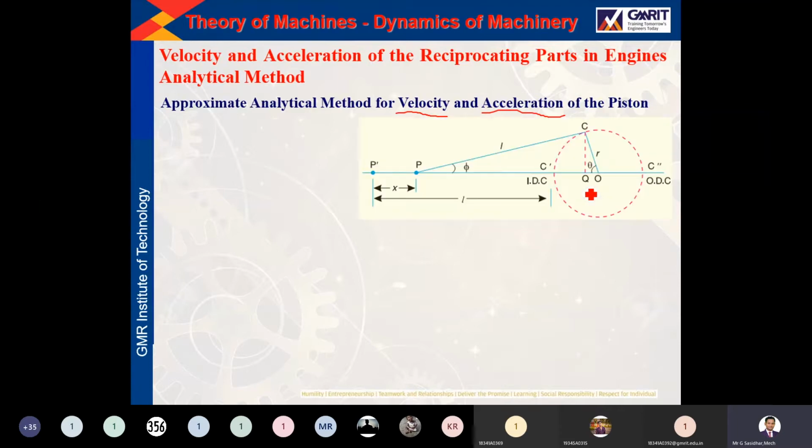Okay, so the same diagram again: a single slider crank mechanism. Here OC is the crank pin, and PC is the connecting rod. PO is the path of the piston or slider P. See, it is a new position. P moved to P dash while moving from inner dead center to outer dead center.